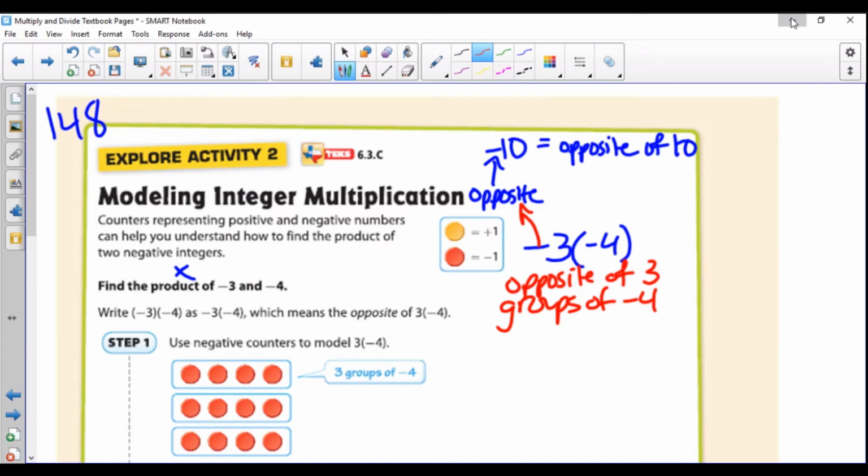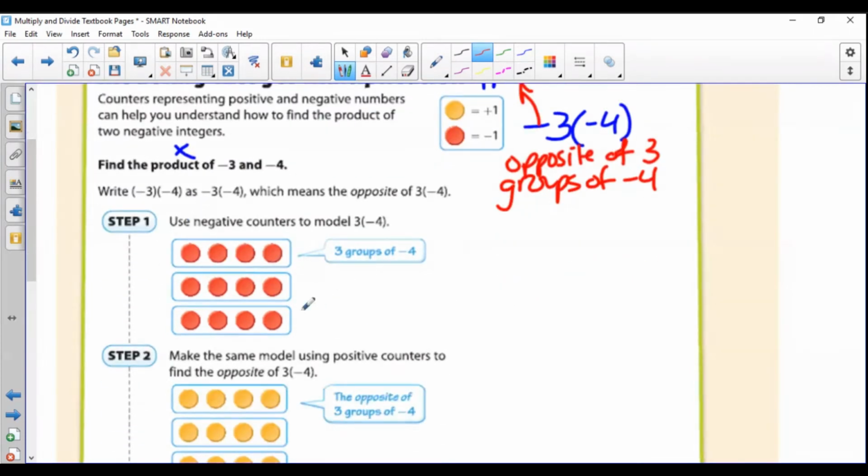All right, so they want the opposite of 3 groups of negative 4. Let's look at the model that they give us. Over here, they have 3 groups, 1, 2, 3, and each of them has negative 4 in it. Negative 4, negative 4, negative 4.